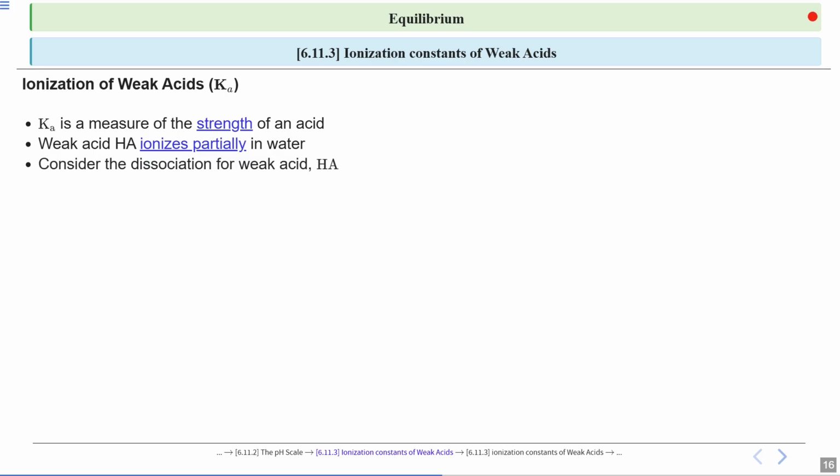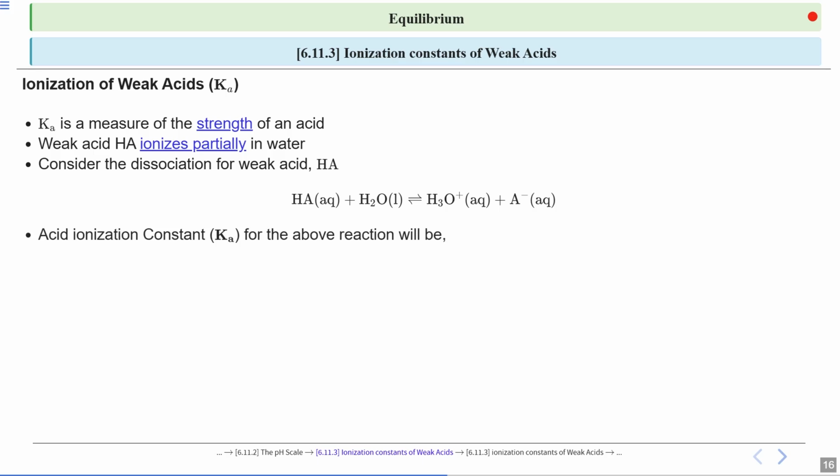Say we have a weak acid HA. How do we write the dissociation of this weak acid? So this will react with water to give you H3O+ and A−. We have seen this equation. Further, if I ask you, can you write the ionization constant, the acid ionization constant, for the above reaction?